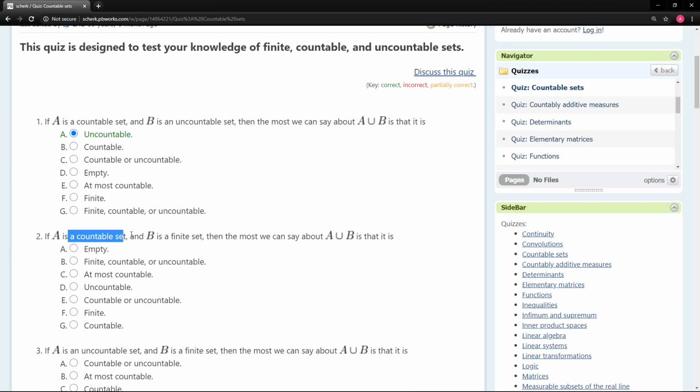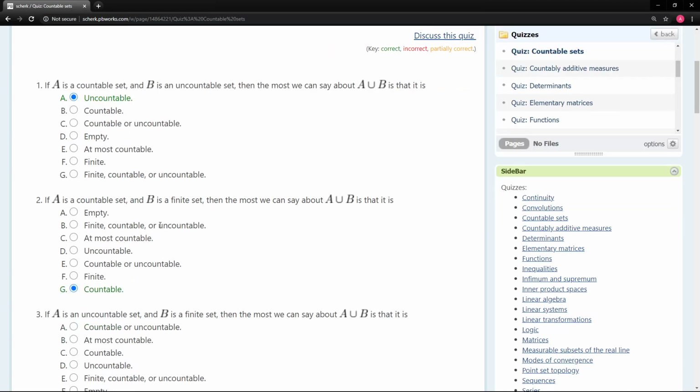If A is countable and B is finite, then the most we can say about A union B is, again, I assume it's going to be countable, right? So you're adding finite. On this website, I think they're assuming that finite is different than countable. Remember what we said: countable means either finite or countably infinite. So with these extra links, take them with a grain of salt, okay? Like always, use what you learn in class when you're actually trying to solve an exam or something.